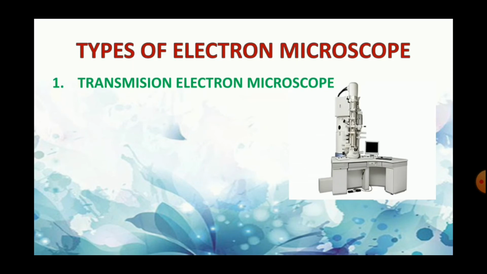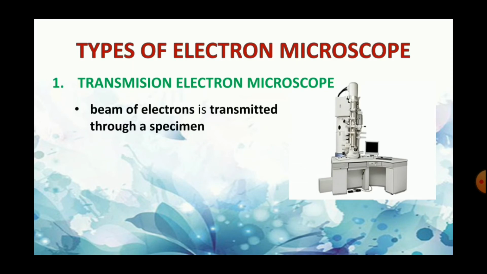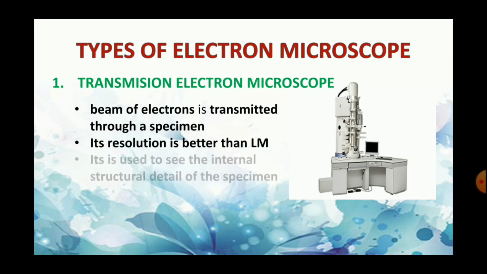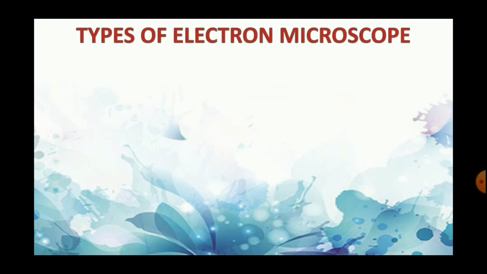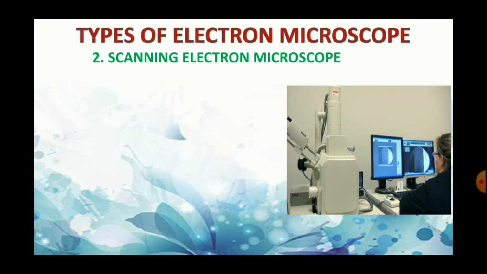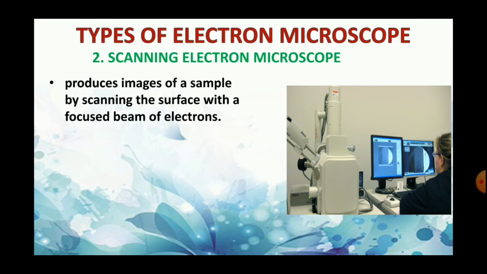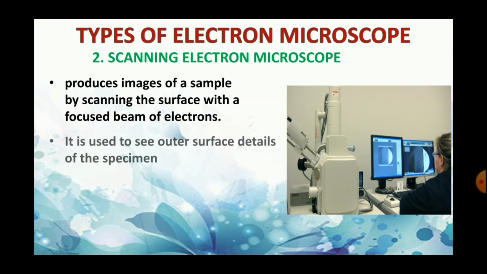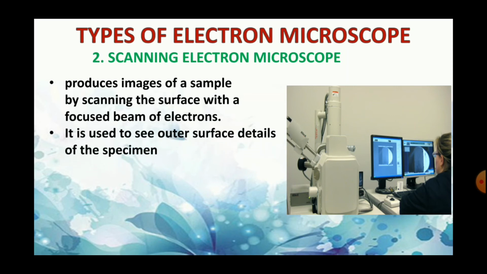The first one is transmission electron microscope. Beam of electron is transmitted through a specimen in this type of microscope. Its resolution is better than light microscope, and this type of microscope is used to see the internal structural details of the specimen. The second type is the scanning electron microscope, which produces images of a sample by scanning the surface with a focused beam of electrons, and it is used to see outer surface details of the specimen.